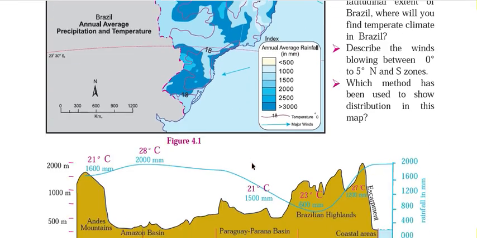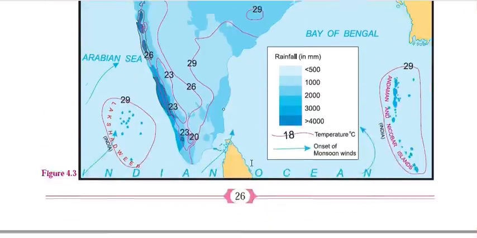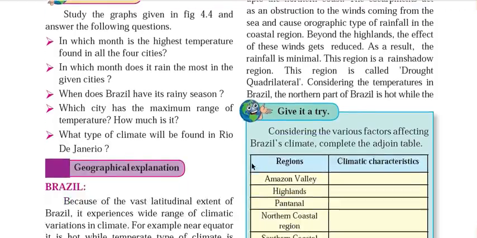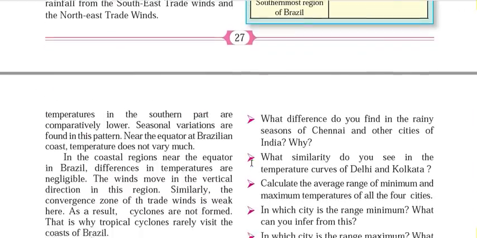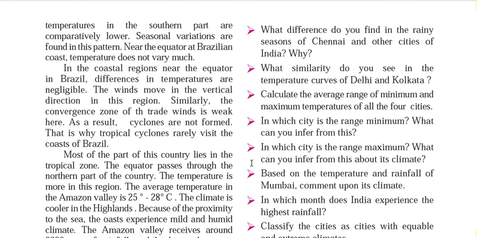Okay, what is the next one? In the coastal region near the equator in Brazil, differences in temperature are negligible. The winds move in the vertical direction in this region. Similarly, the convergence zone of trade winds is weak here. As a result, cyclones are not formed. That's why tropical cyclones rarely visit the coast of Brazil.